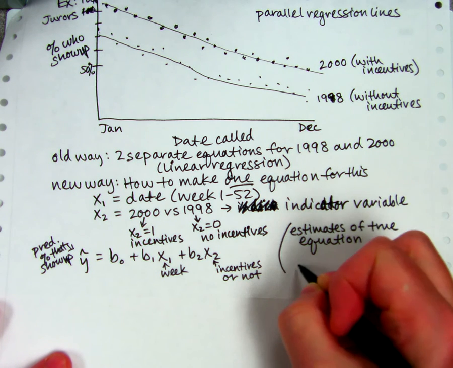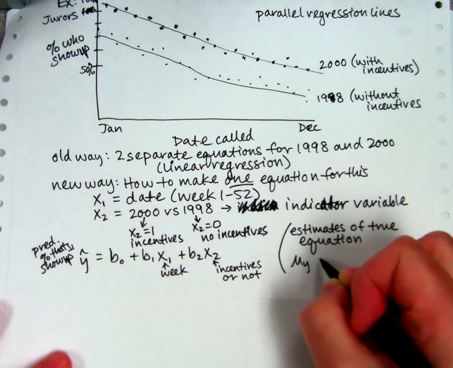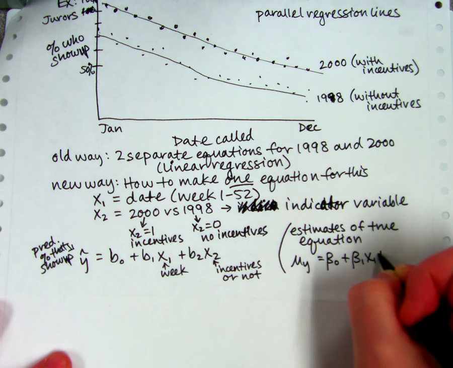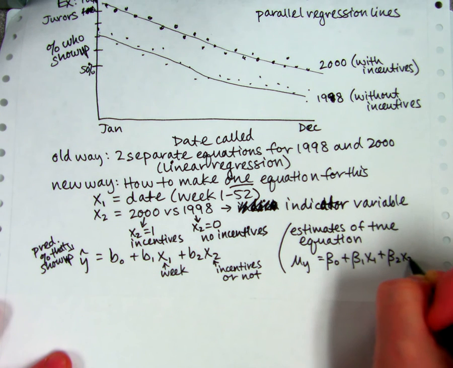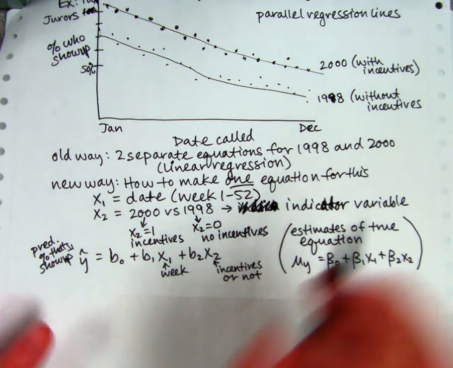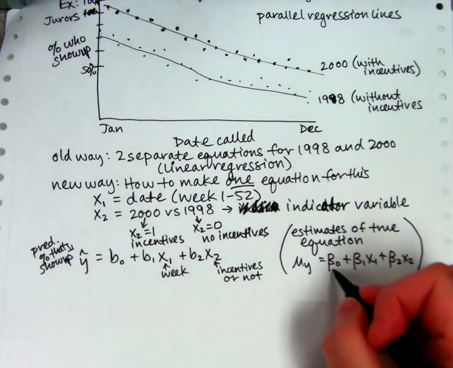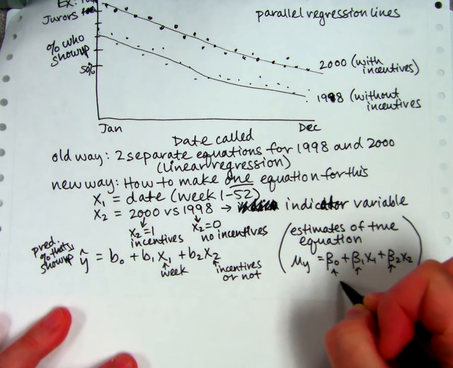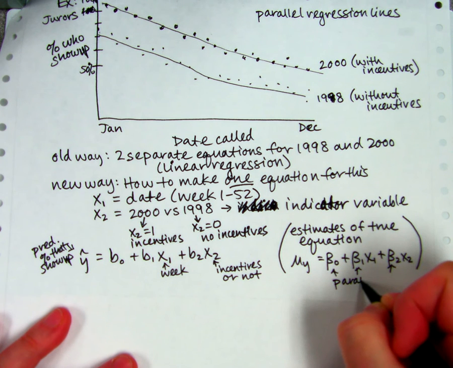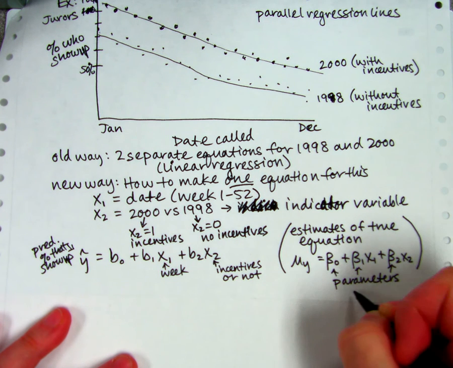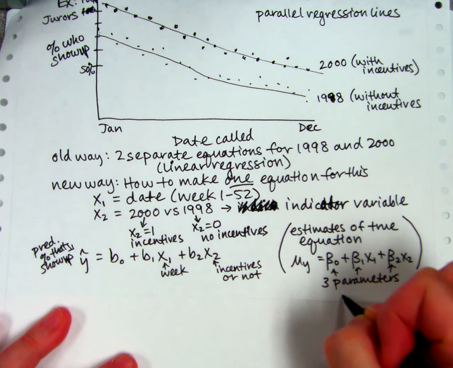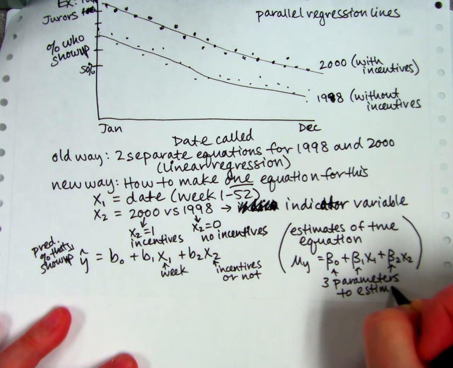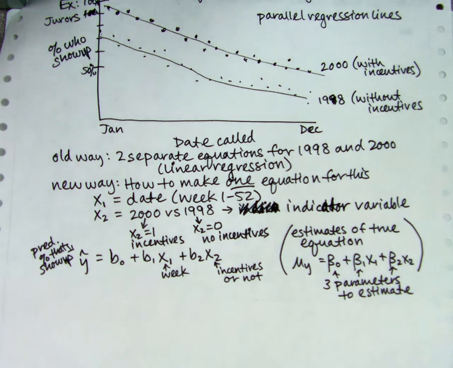And the true equation looks like mu y equals beta 0 plus beta 1 x1 plus beta 2 x2. And that's if I had the whole population. I would use betas instead of b's. These are parameters instead of statistics, but these are parameters that we want to estimate. Three parameters to estimate instead of just 2. Usually it's just alpha and beta, or A and B.